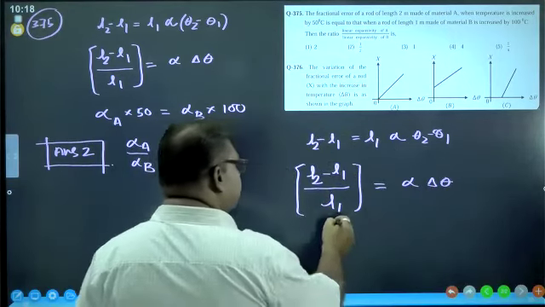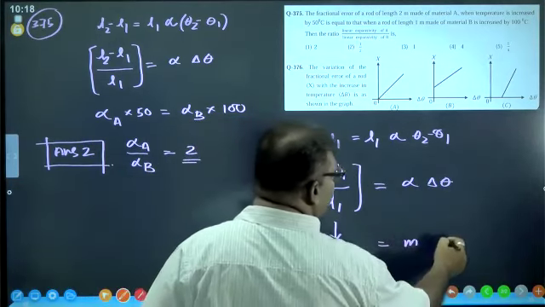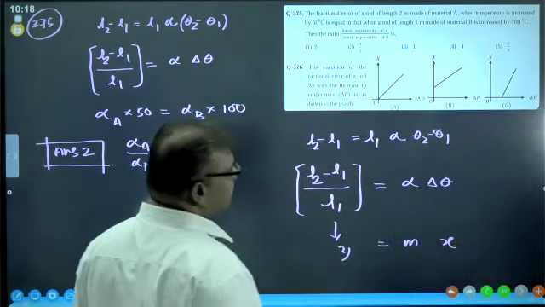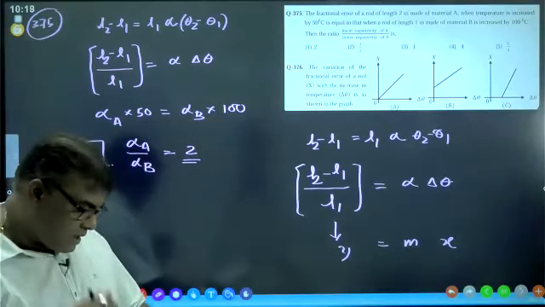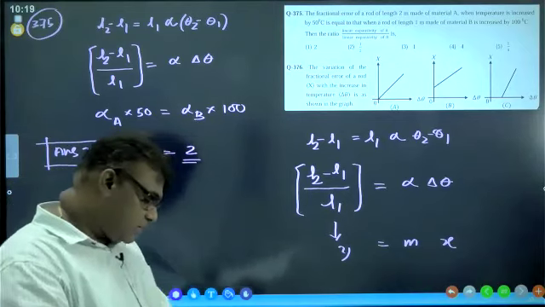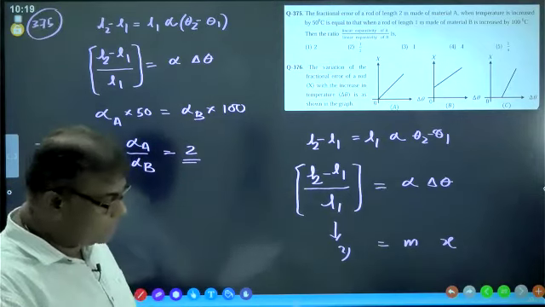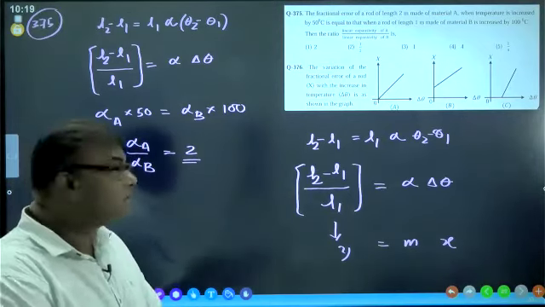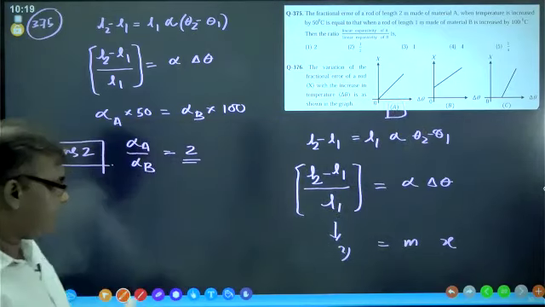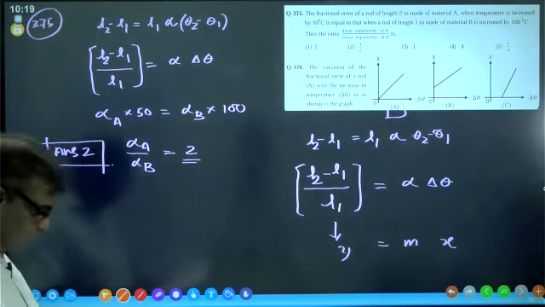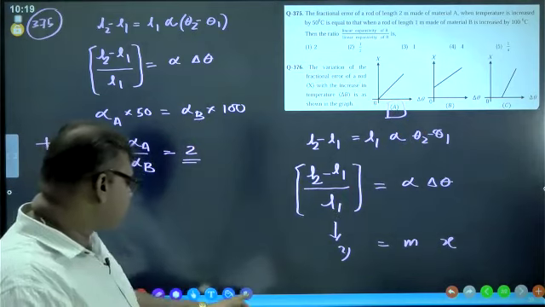Then this one seems as y-axis, this one gradient, this one x-axis. It could be a straight line passing through the origin, right? A straight line passing through the origin. Delta theta varies like that. Answer A. First one is the correct answer, right? Okay. Answer is A. Okay. Let's take question number from 377, right?